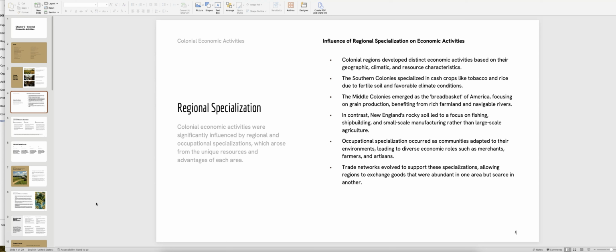And then again, for the northern colonies, because the winters are so harsh, you don't have a very long growing season to be doing things. But we're getting that specialization within these colonies.